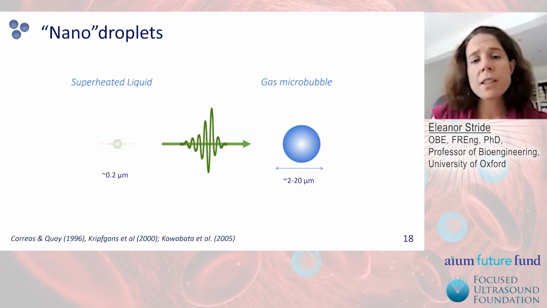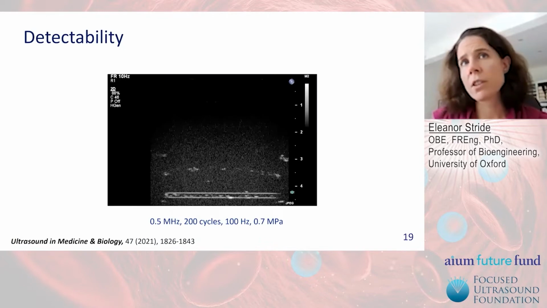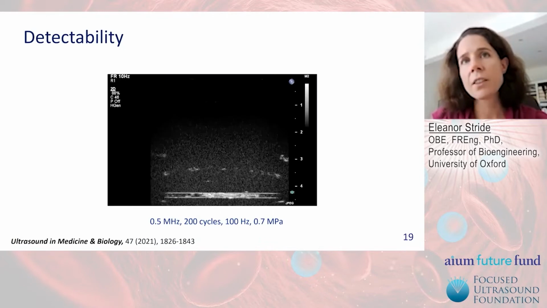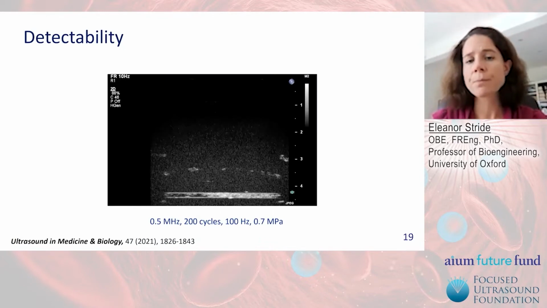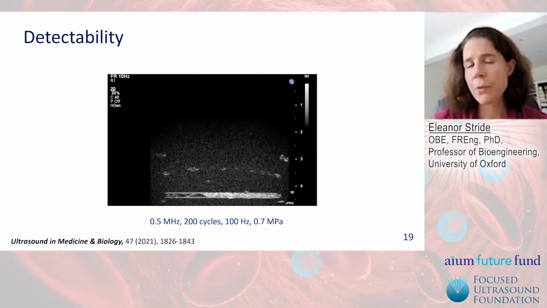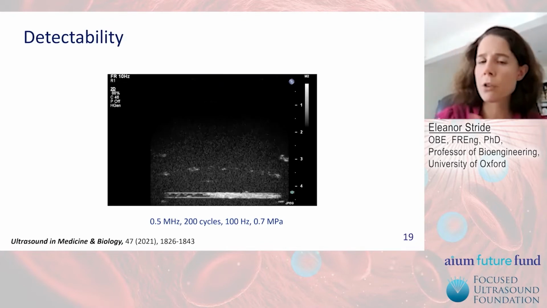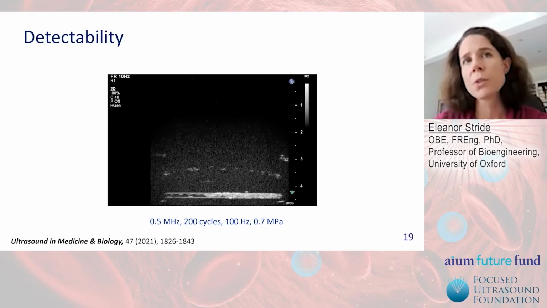And the advantage of that is they are much easier to detect with conventional ultrasound imaging. As you can see here, the vertical white line is the activation pulse. And once the nanodroplets have been vaporized to form microbubbles, those microbubbles are very easy to image even at low concentrations.